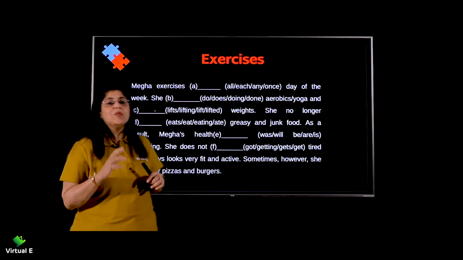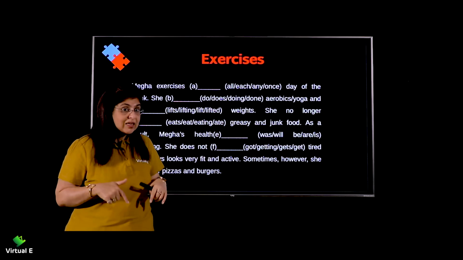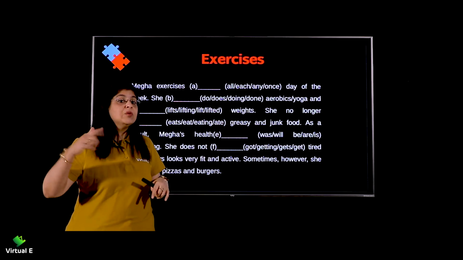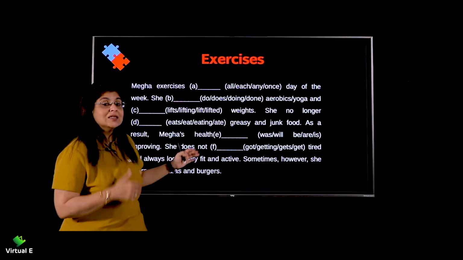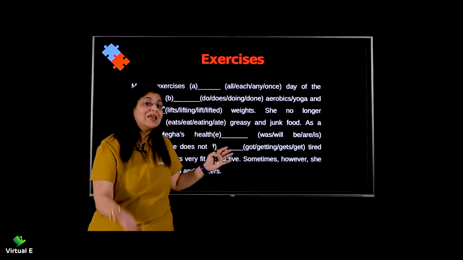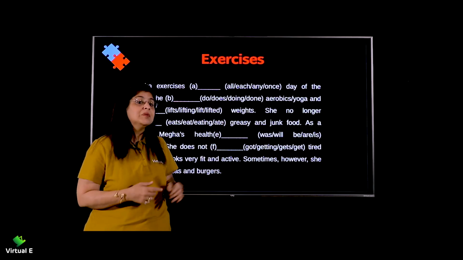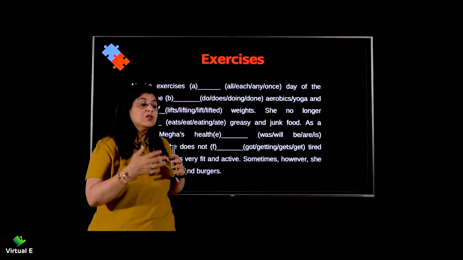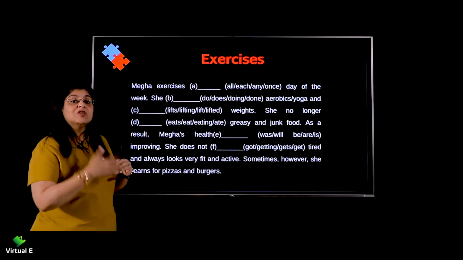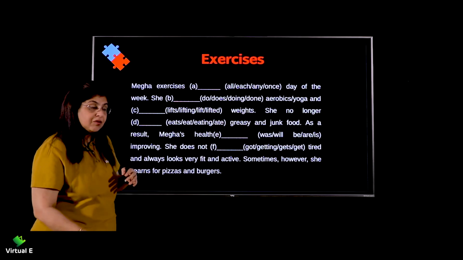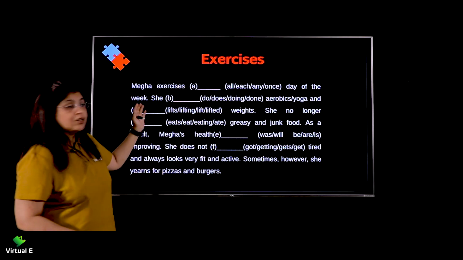So now, tell me one thing. Is this something that has happened? No. Something which is happening? No. Something which will happen? No. It's neither. In this case, it is telling you about her routine. So anything that talks about your routine, we know we use a simple present tense. Something that is a repetitive habit or a routine. So now this is her repetitive habit. She does this every day, right? So Megha exercises dash day of the week.